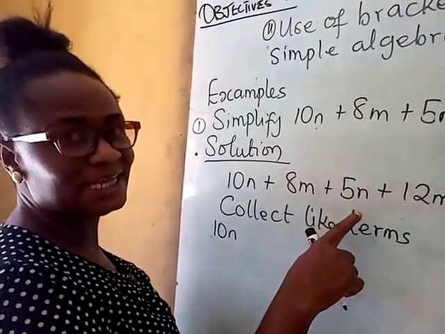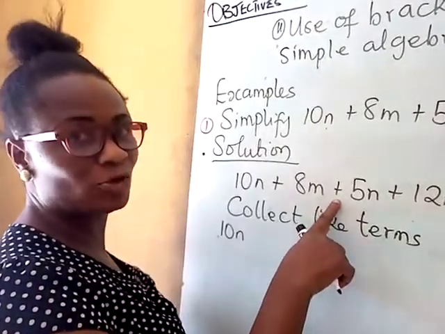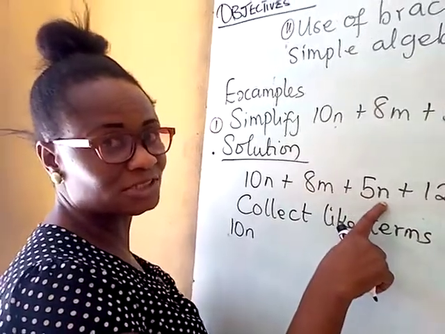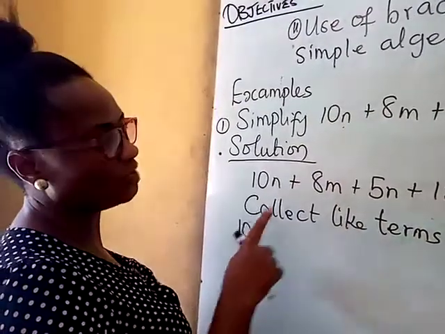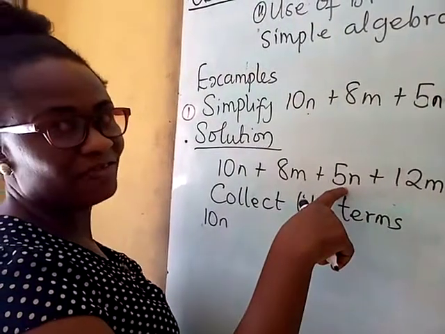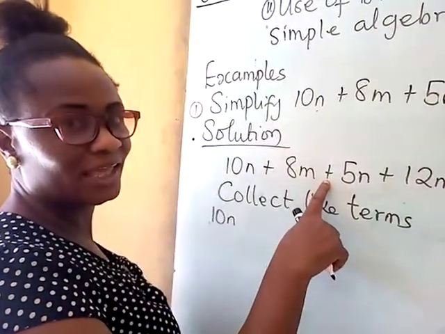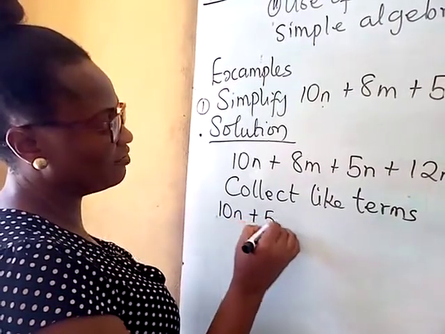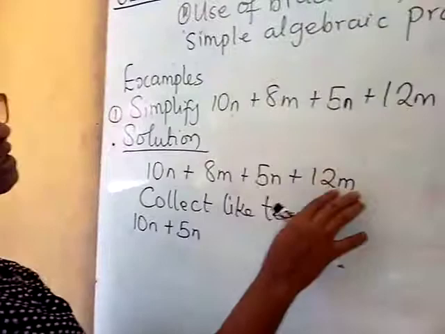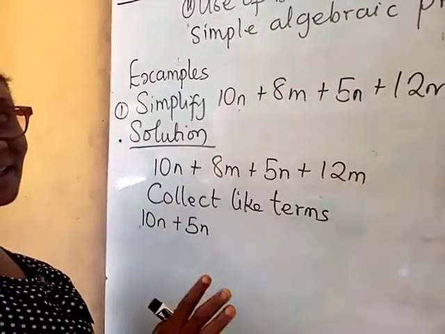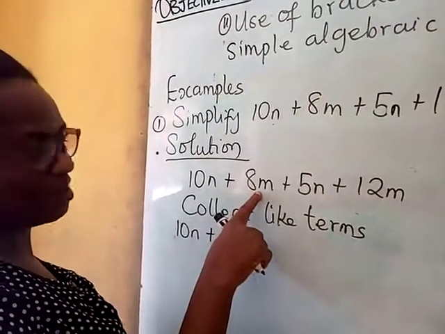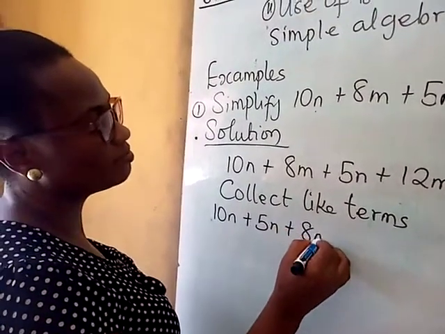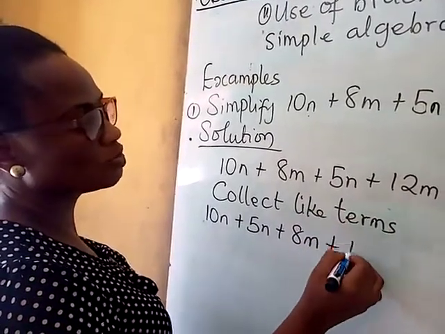When you are collecting like terms, you need to consider the signs too, the signs before the numbers. So you are taking them with the signs before the number. Which other n do we take? 5n. But what sign do we have there? We have a plus sign, so it will be plus 5n. If you look at the expression, we don't have any other n there. So we'll now take m together with the sign, which is plus 8m, and plus 12n.